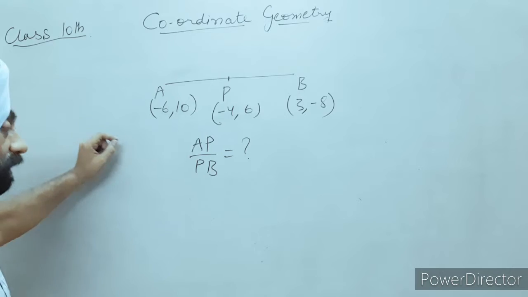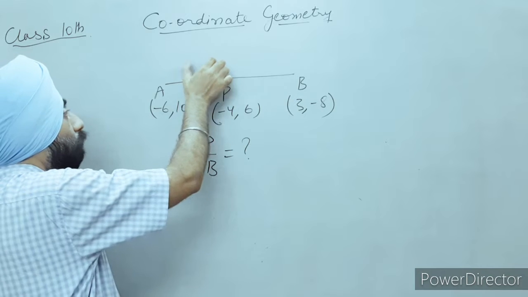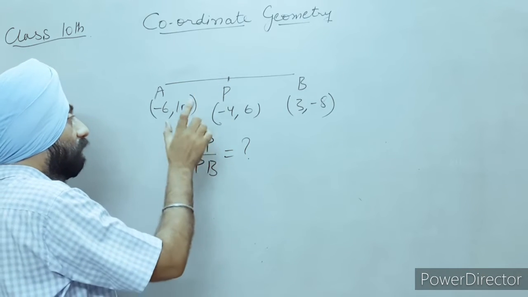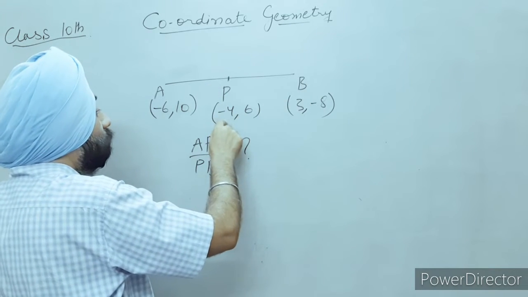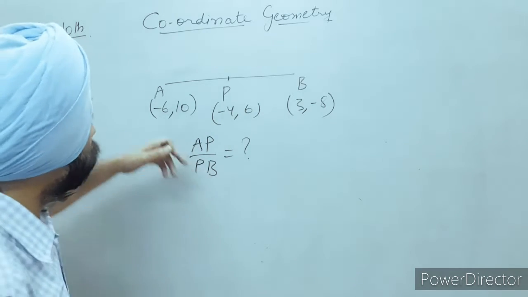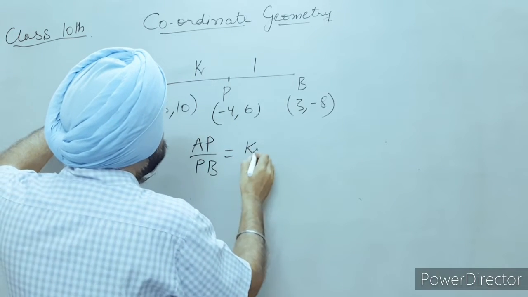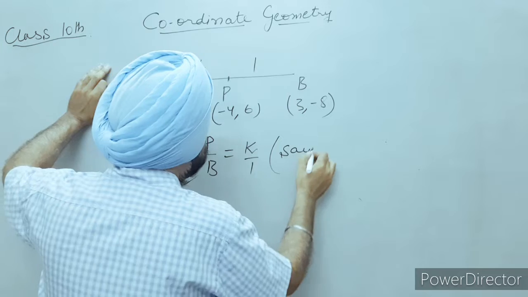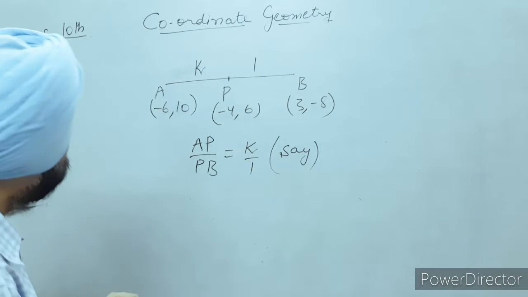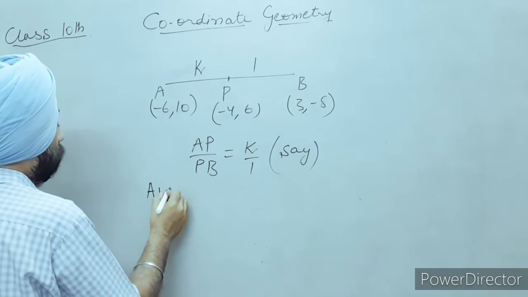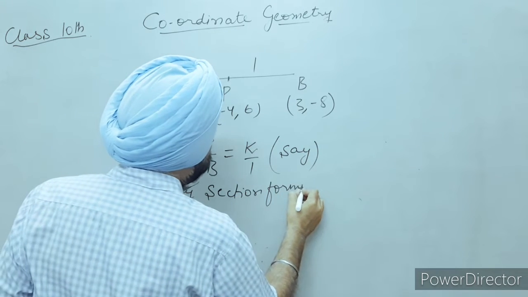Now, the question is to find the ratio AP upon PB in which the join of A and B is divided by the point P, which is (-4, 6). As I told you, let the ratio be K:1. Let us assume AP is K and PB is 1. Now apply the section formula.